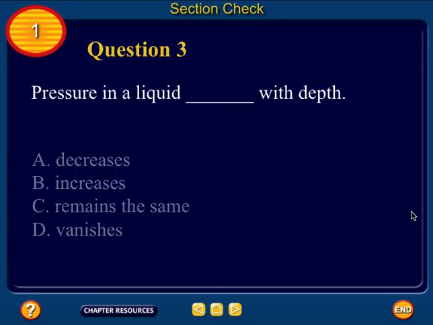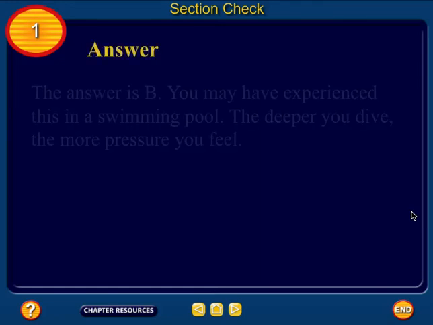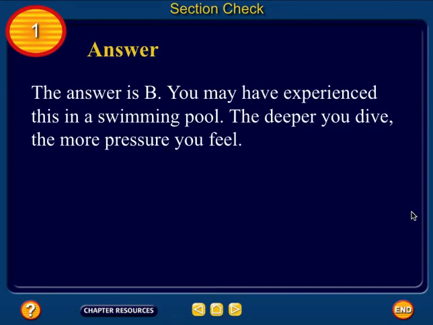Pressure in a liquid decreases, increases, remains the same, or vanishes with depth. The further you go down, the greater that pressure increases. You may have experienced this if you dive into a pool, you swim down to the bottom. The deeper you dive, the more pressure you feel.